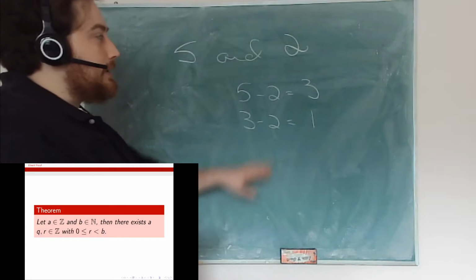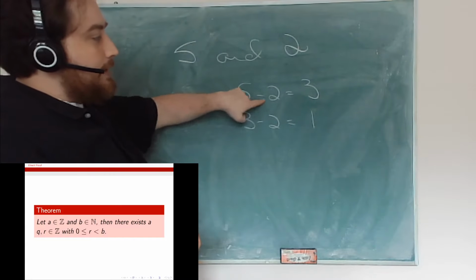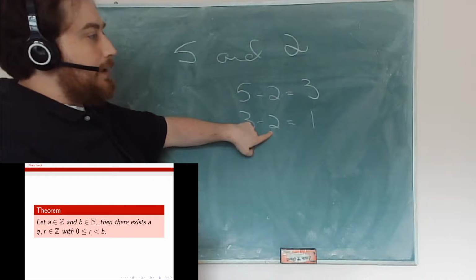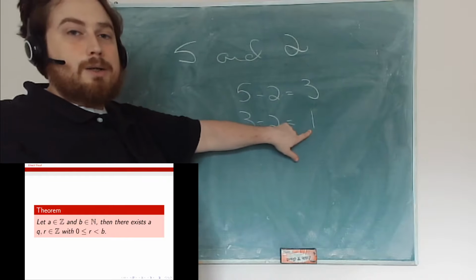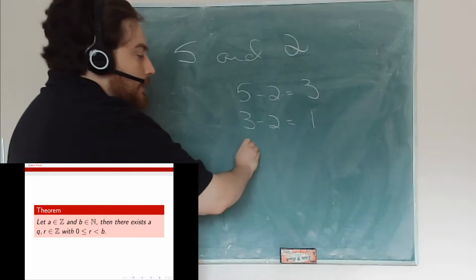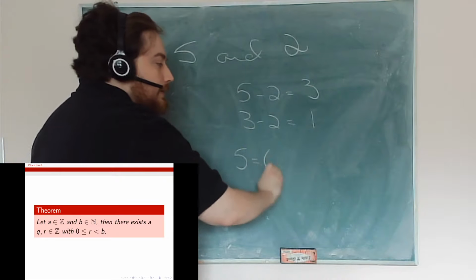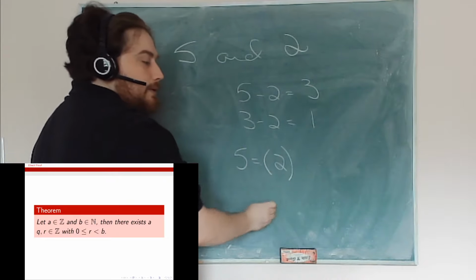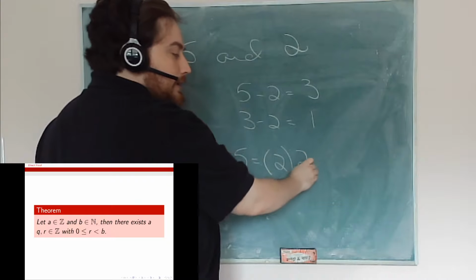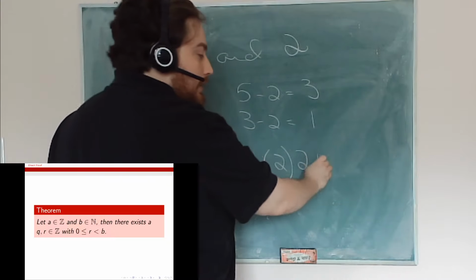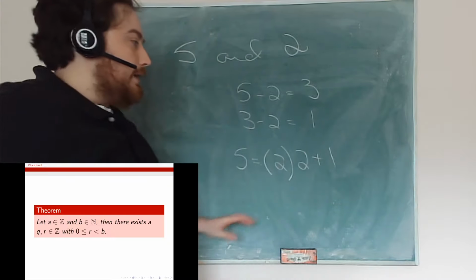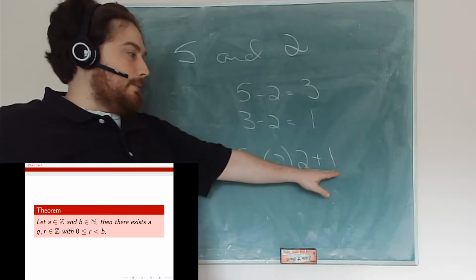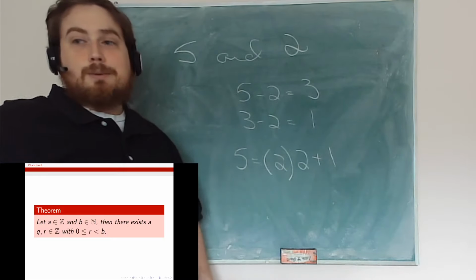So from 5, I was able to subtract 2 twice, and I have a remainder of 1. So I can write 5 is equal to 2 times 2 plus 1, because I subtracted 2 twice. And what you'll notice here is that 1 is less than 2.